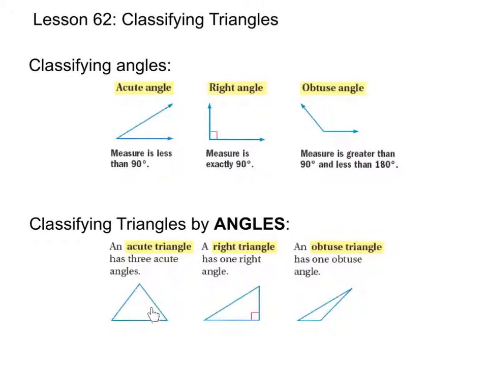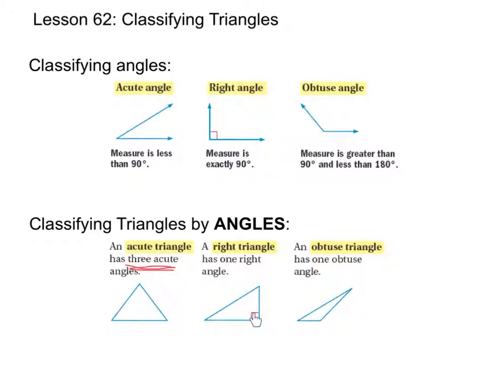To classify them by their angles, basically just think of the same words that we just used and think of them with triangles. An acute triangle has all three acute angles. Notice it's all three that are acute. And you can see that in the diagram below. We have three acute angles. 1, 2, 3.